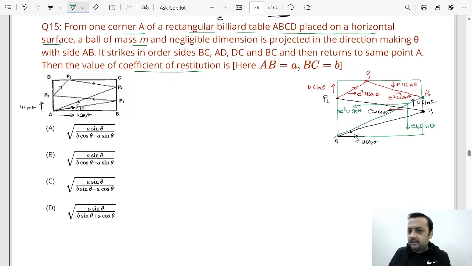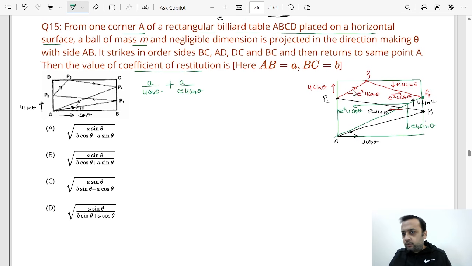Now listen to me very carefully. Just look at the x-axis. What happens at the x-axis? Ignore the y-axis. From A to P1, this displacement happens which is of length a, and this displacement happens at u cos theta. So what will be the time taken? a by u cos theta. This is the time from A to P1. Then from P1 to P2, the ball comes back along the x-axis and again travels a, at speed e u cos theta. So the time will be a upon e u cos theta.